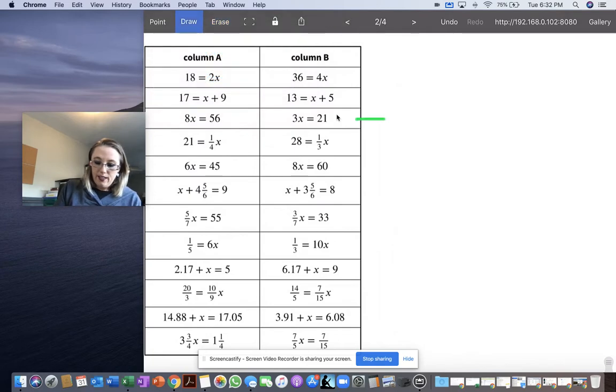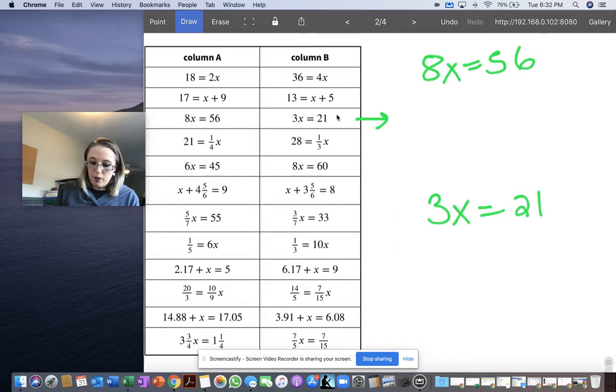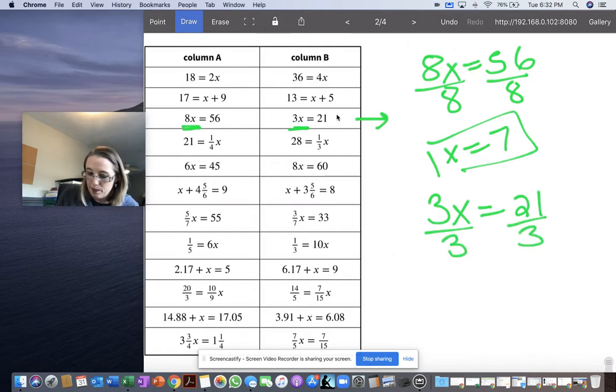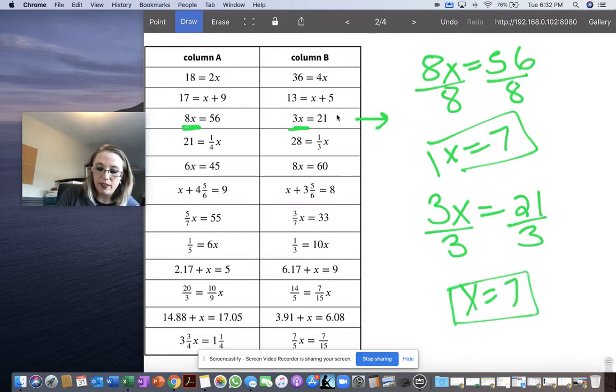Okay. Number 3, 8x equals 56. 3x equals 21. Okay, so here we are again with those x terms being held by multiplication. So you're going to divide because it's the opposite of multiplication, and you're going to get x equals 7. Same thing here. Got to get x by itself. Divide by 3, divide by 3, x also equals 7. Okay, pause if you need to.